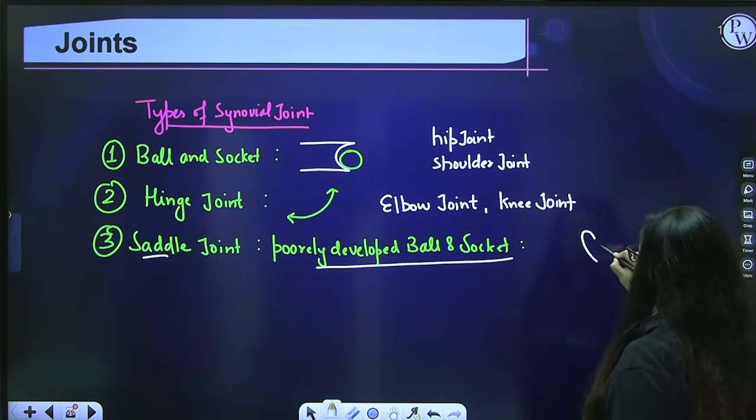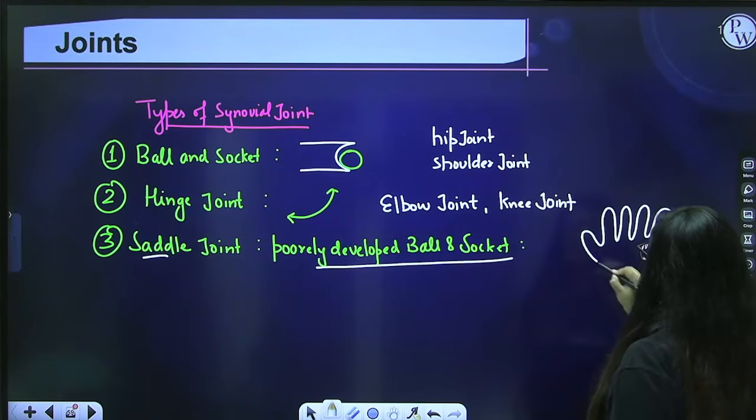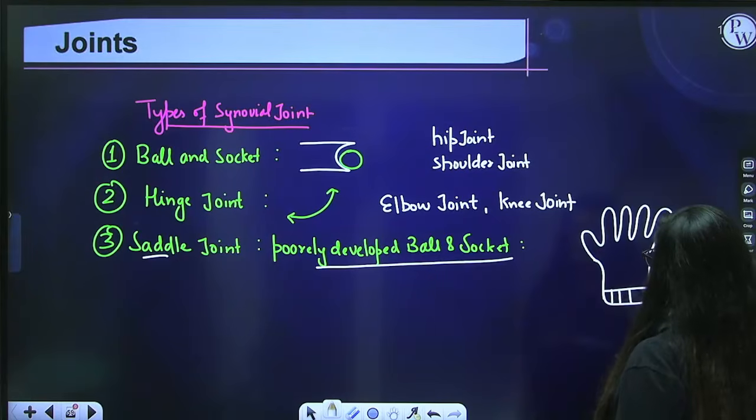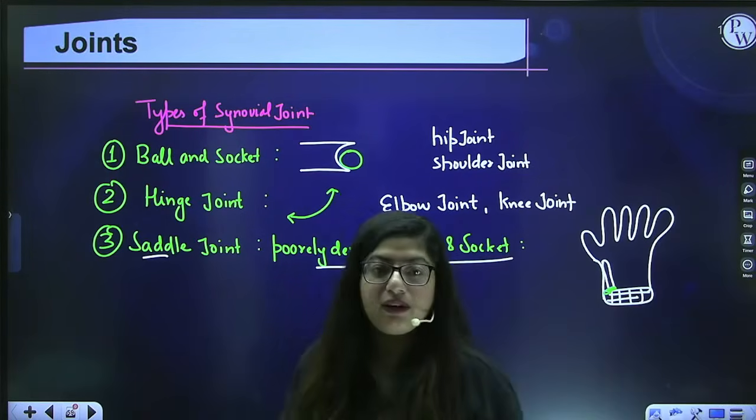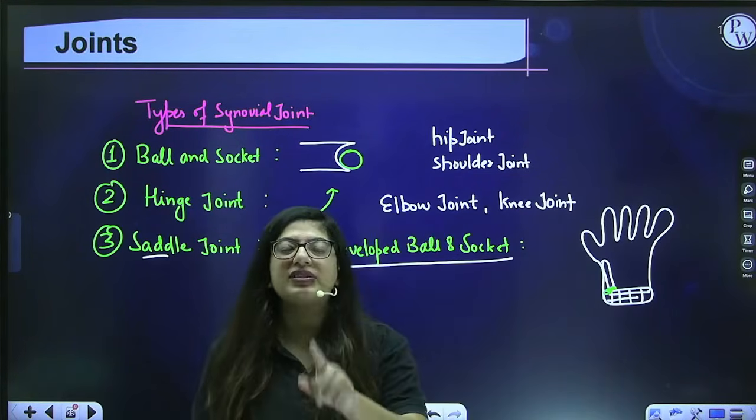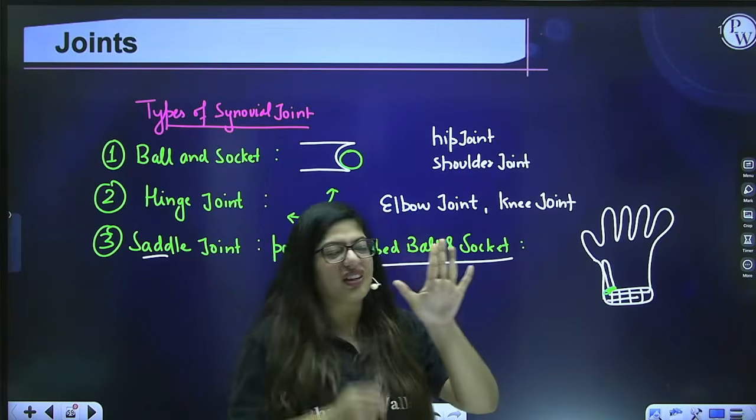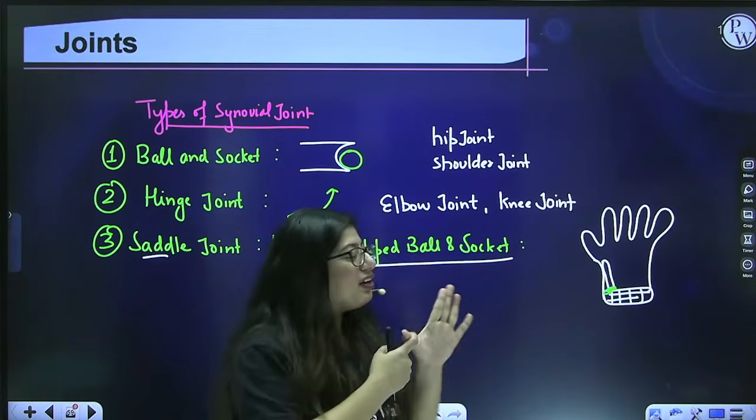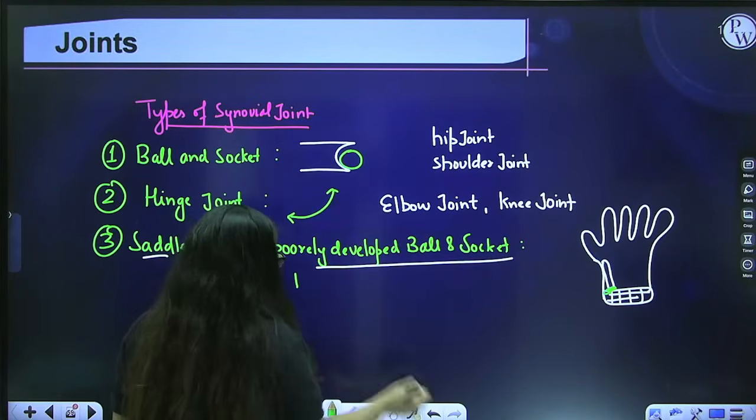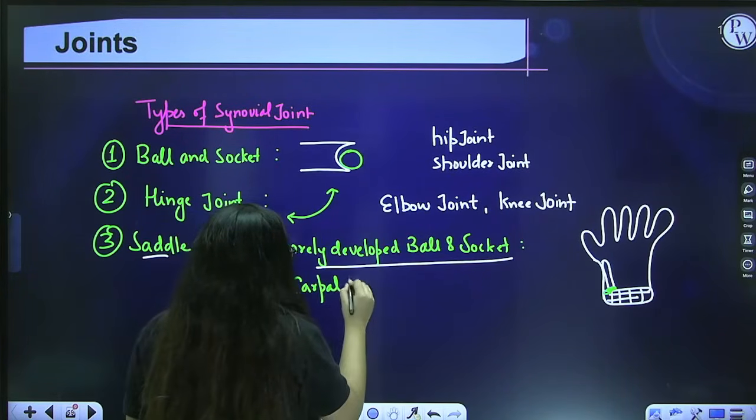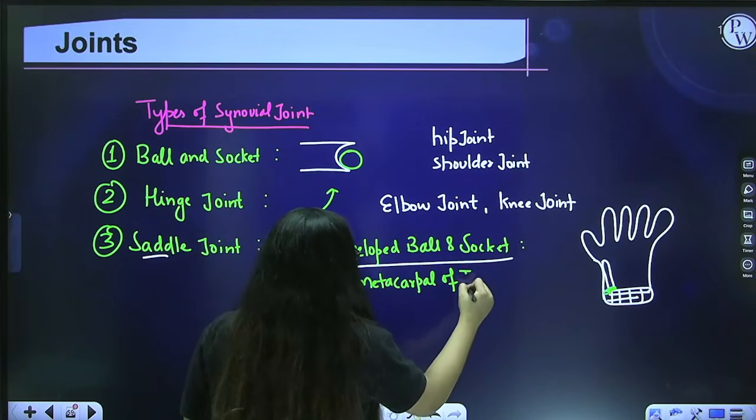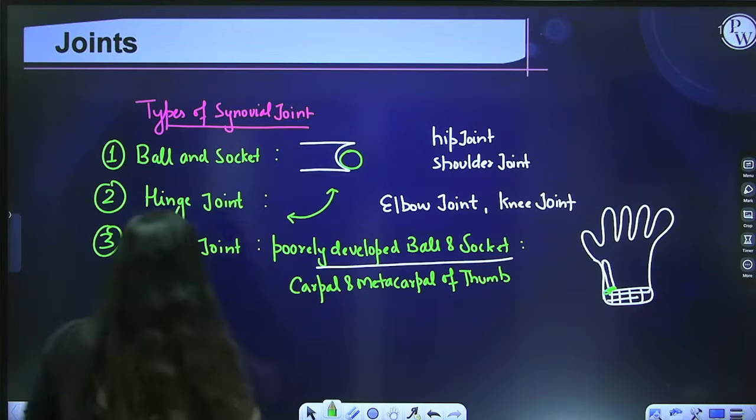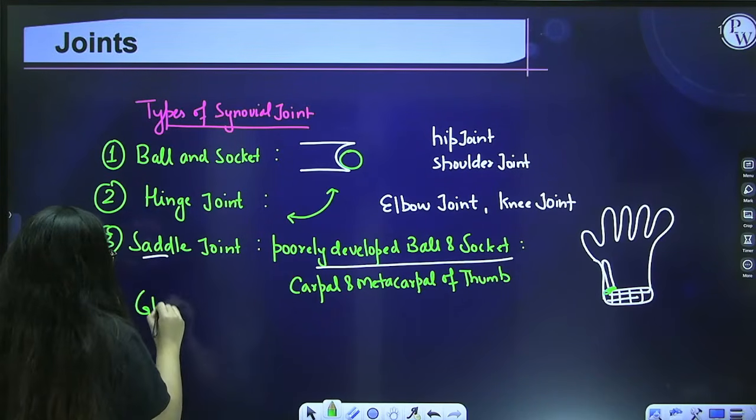Similarly, you have this hand. In this hand, you have carpals, and then we have metacarpal. So the joint between carpal and metacarpal that goes towards the thumb is your saddle joint. All the fingers are together, but the thumb is alone. So it also becomes sad. So saddle joint is present between carpal and metacarpal of thumb. Right, guys? Then we have fourth type of joint, which is a gliding joint.